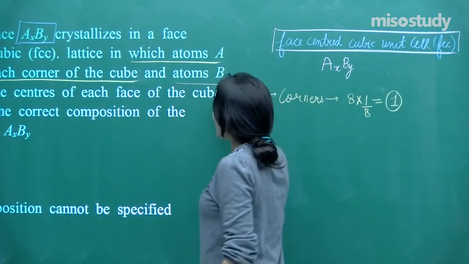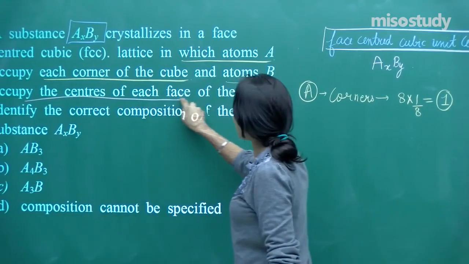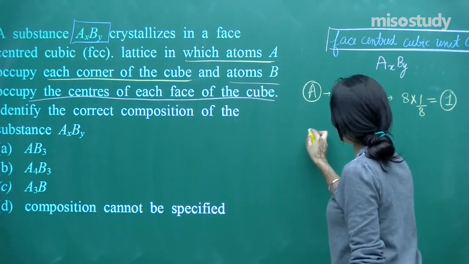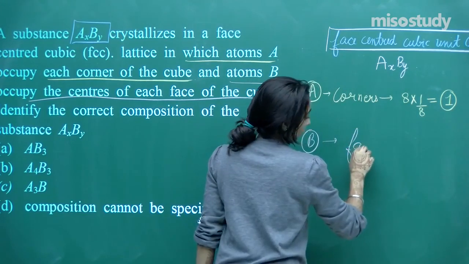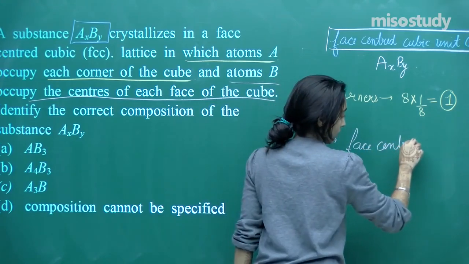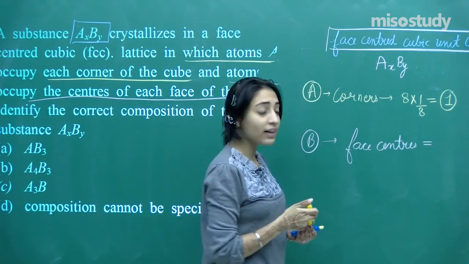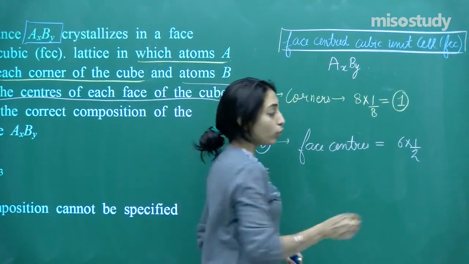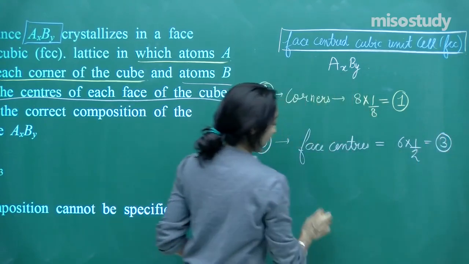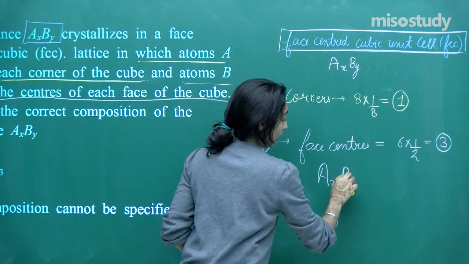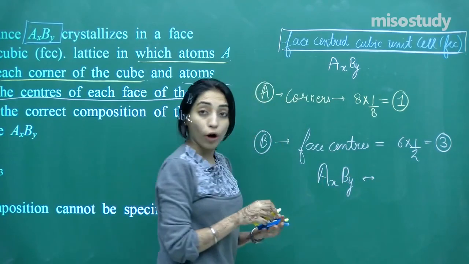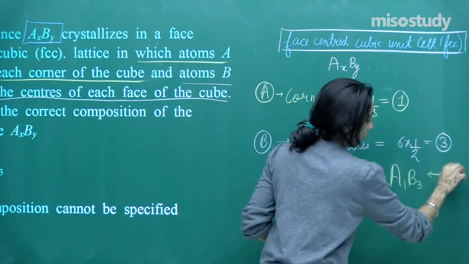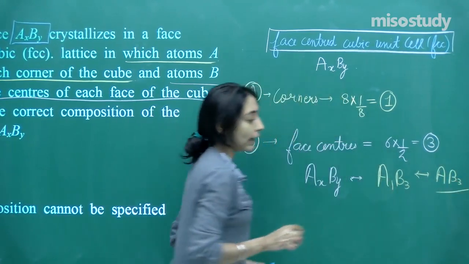Okay, and the atoms B occupy the centers of each face of the cube. So B atoms are present at face centers. How many face centers are there? There are 6 faces, each with a contribution of 1 by 2, making it a total of 3. So can I simply write AxBy, which corresponds to A1B3, which corresponds to AB3.